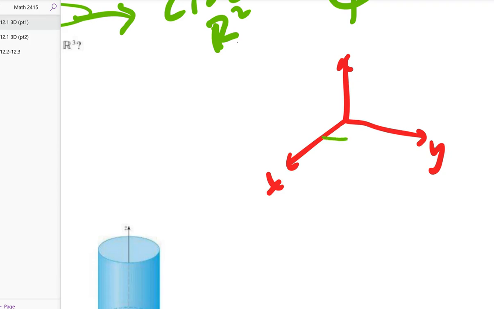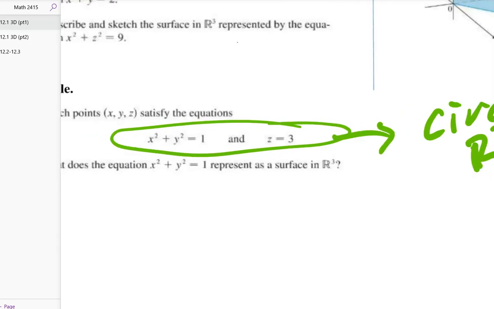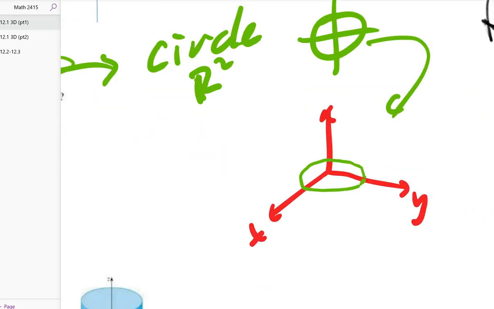And now this circle, I'm going to draw it. That's the circle in R2, that's this guy right there. Now I'm going to draw it so that it is parallel to the z-axis. Why? Because there is no z here. So draw parallel lines to the z-axis, and so now we got a plane.